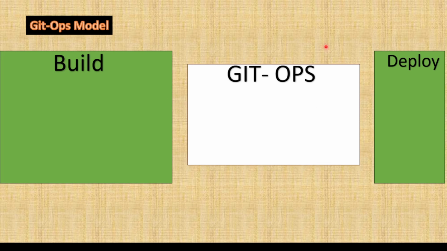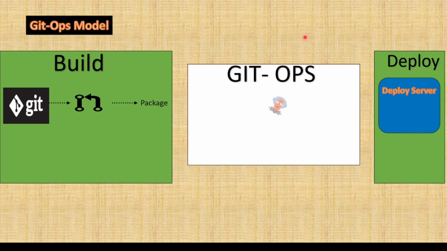This will continuously keep checking the status of the build and deployment. If there are any changes in the build or deployment, GitOps will play an important role. So let us see what it is. This is ArgoCD, which I'm going to use in my example to show how ArgoCD performs the GitOps model. What ArgoCD will do is check the status of your build.